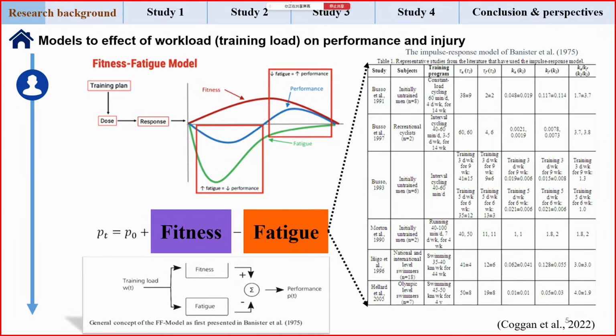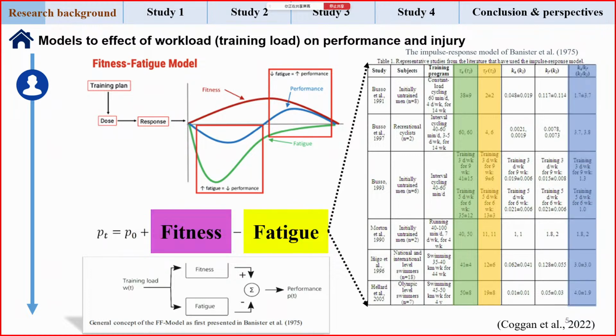This table summarizes representative studies that have applied the fitness and fatigue model. The fitness time constant for performance remains relatively stable, while the fatigue time constant is more influenced by the training type and training load. High-level athletes have higher adaptive gain and fatigue gain ratio, indicating that their training load is greater, but they have relatively higher benefits.